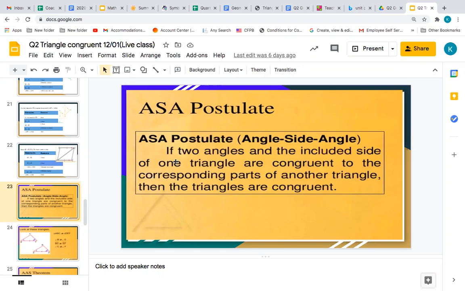If two angles and the included side of one triangle are congruent to the corresponding parts of another triangle, then the triangles are congruent. So if you take two triangles, and one triangle's two angles and the included side are congruent to the corresponding parts of another triangle, then those two triangles are congruent.